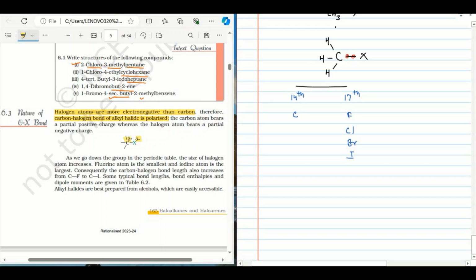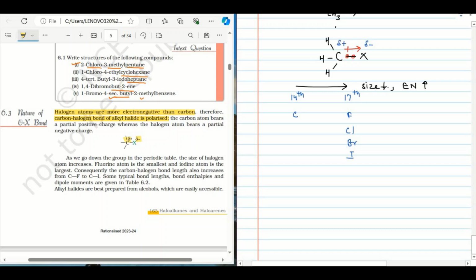When you go across the period, what happens to the size? Size of atom decreases. As the size of atom decreases, electronegativity increases. And electronegativity is the tendency of an element to pull the shared pair of electrons towards itself. So halogens are more electronegative than carbon. That's why they pull the shared pair of electrons towards themselves, and that's why the carbon-halogen bond becomes polarized in nature. As a result, halogen develops partial negative charge and carbon develops partial positive charge.